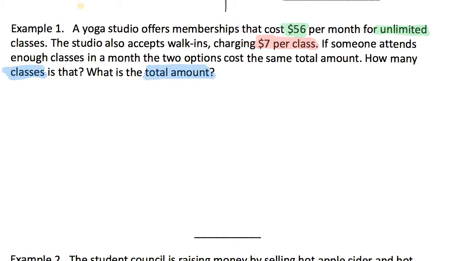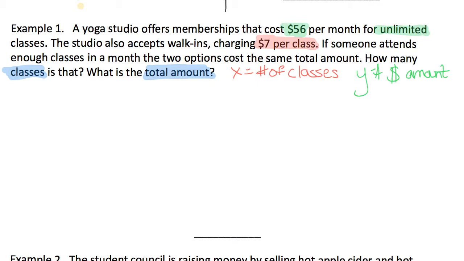Okay, so the first thing we do is, again, we're going to want to label what our x is equal to, and that's the number of classes. And then we're going to want to label that our y is equal to the dollar amount. Okay, so now we're going to write our 2 equations.